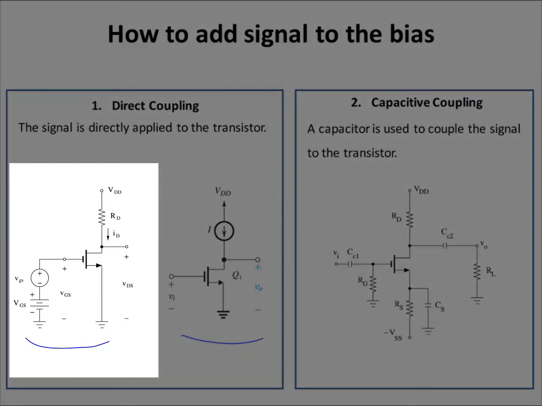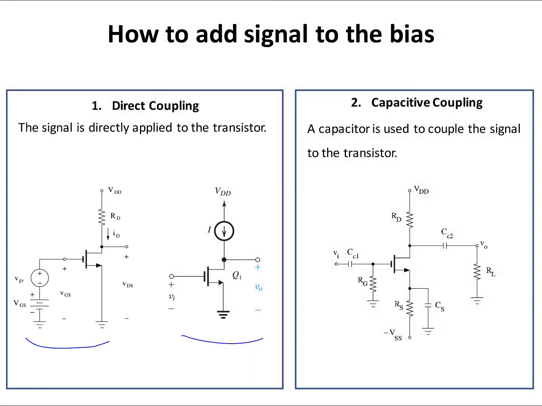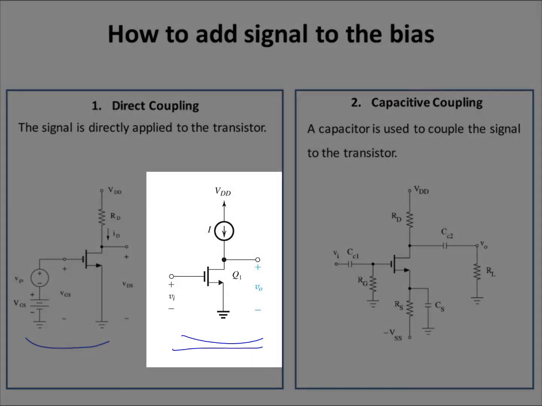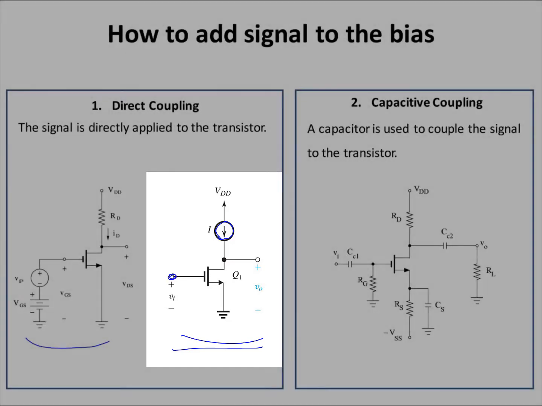In the left picture, the signal is in series with the DC VGS value, and in this circuit, the MOSFET is biased using this constant current source, or this I. So using this current source, I can make sure that the transistor operates in the saturation region, and then I can directly connect my signal source to the gate of this transistor.